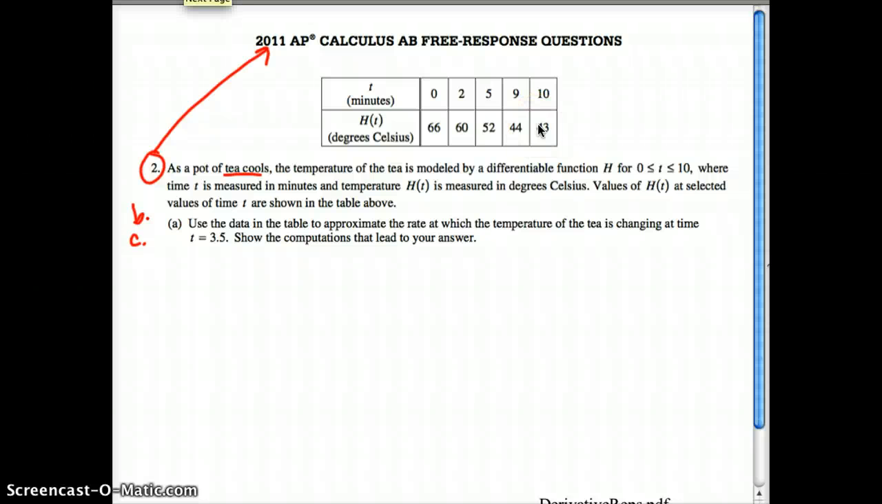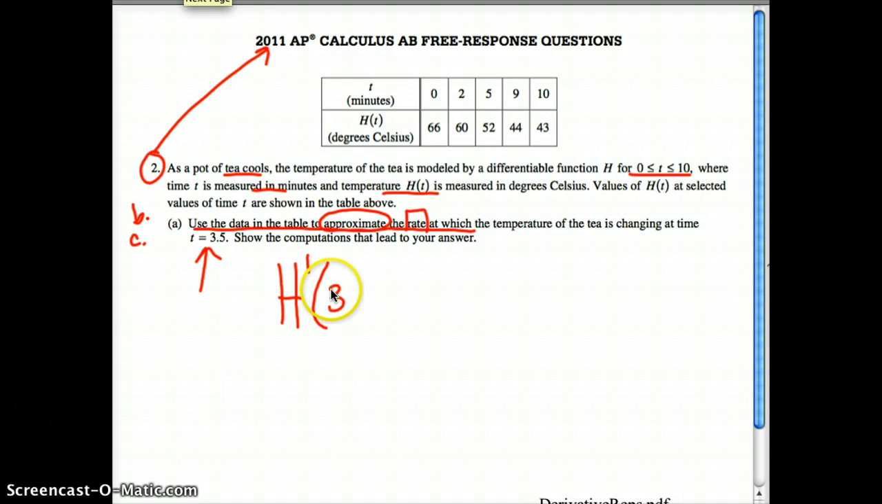So it says we're doing it from 0 to 10 minutes. T is minutes, H of T is in degrees Celsius, and so on. It says use the table to approximate the rate. Rate is a key word for you. Rate means per, rate means slope, at which the temperature of the tea is changing at 3.5. And again, it says to approximate that. So I am looking for the rate of change at 3.5. What is the slope at 3.5? I don't know. It's not on here.